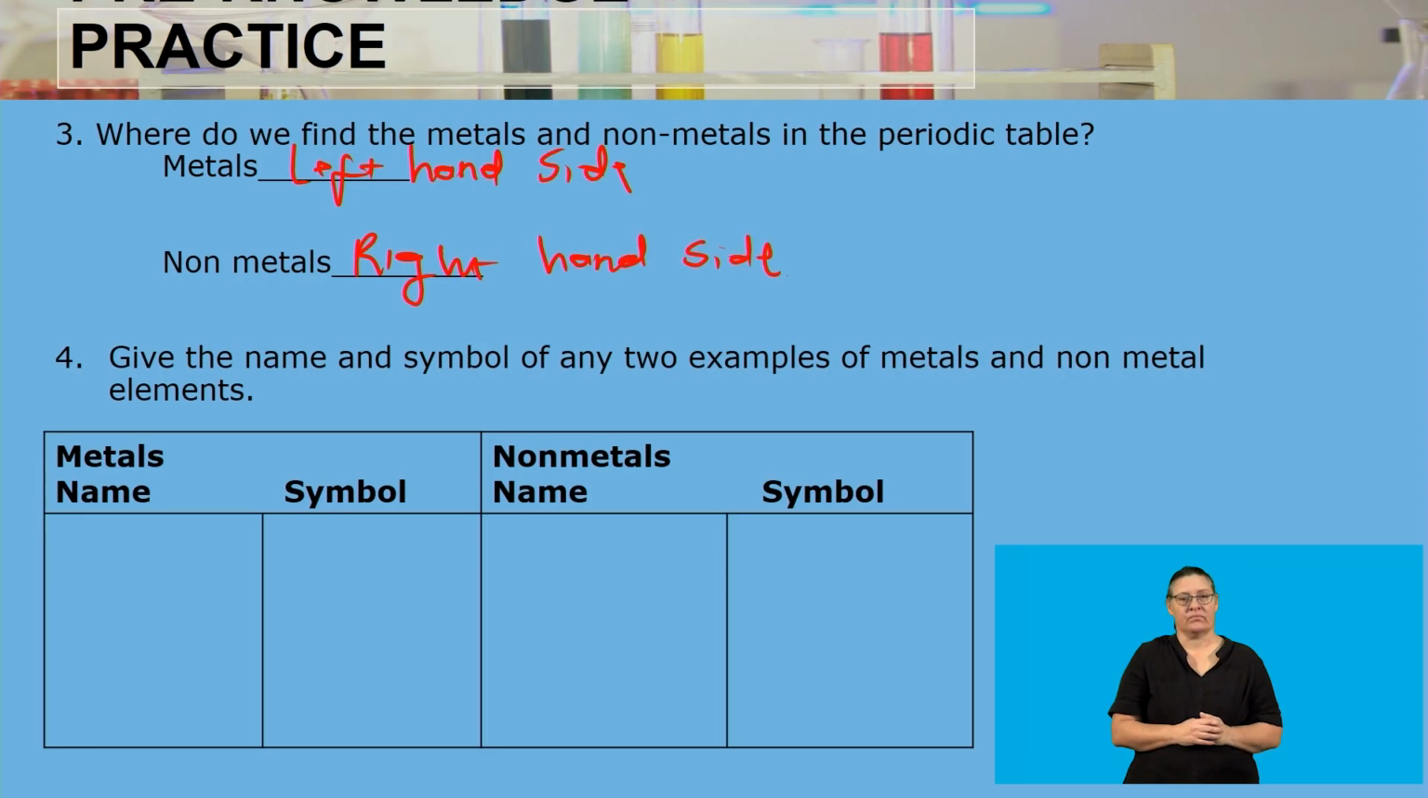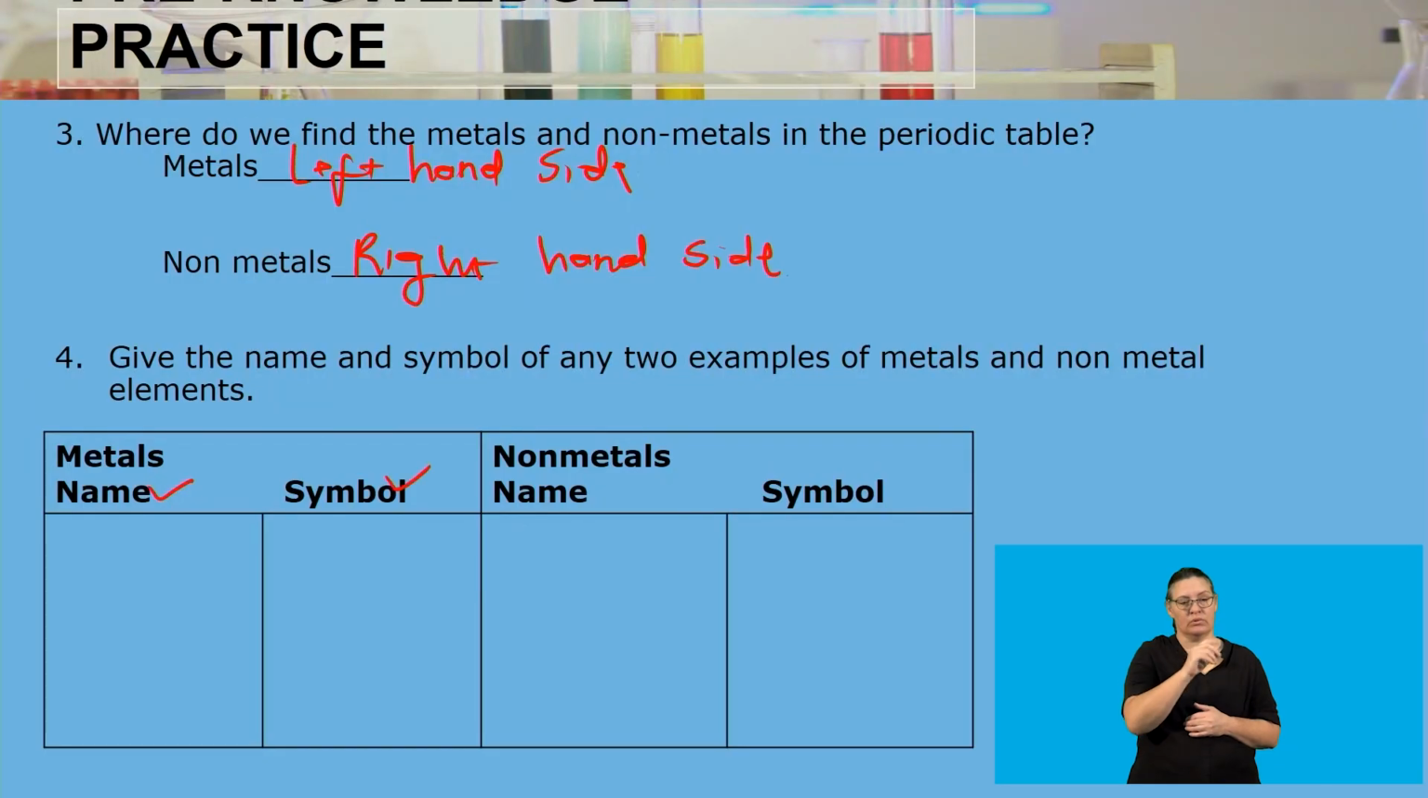Now, question 4, give the name and symbol of any two examples of metals and nonmetal elements. So again, picturing a periodic table, we know that our metals are found on the left-hand side, nonmetals towards the right-hand side, and then in between we have the metalloids or the semi-metals. Then we can pick any metal from the left-hand side, and whatever metal that we are picking, we need to write its name and also write its symbol. Then same thing happens with the nonmetals. We need to write that nonmetal's name and the symbol of that nonmetal.